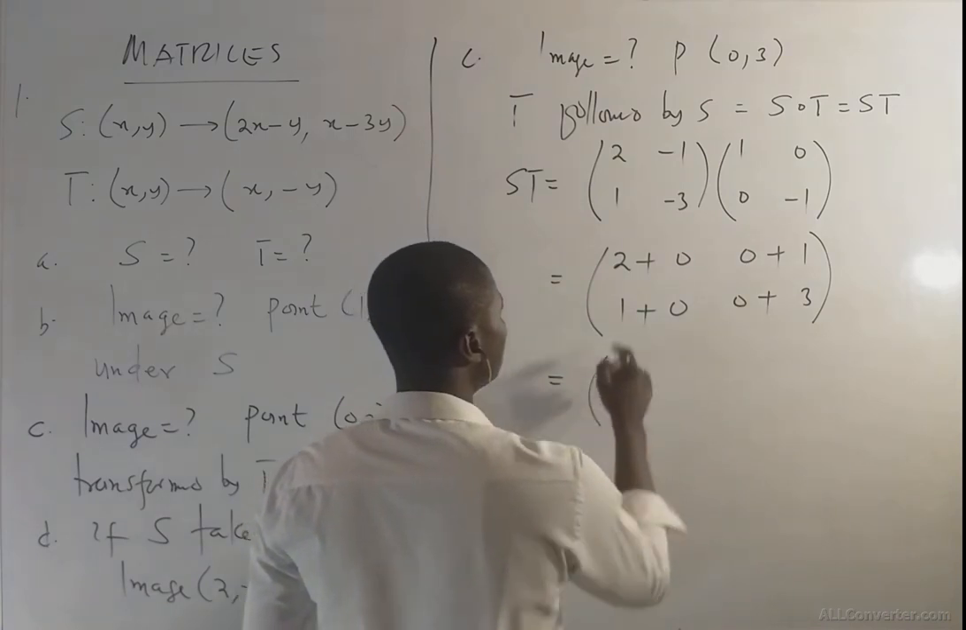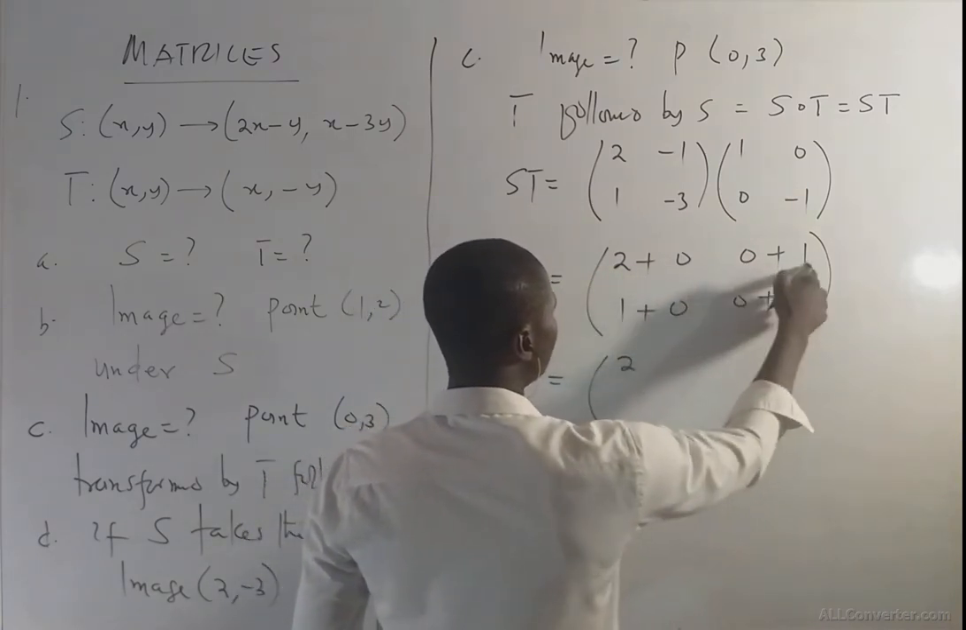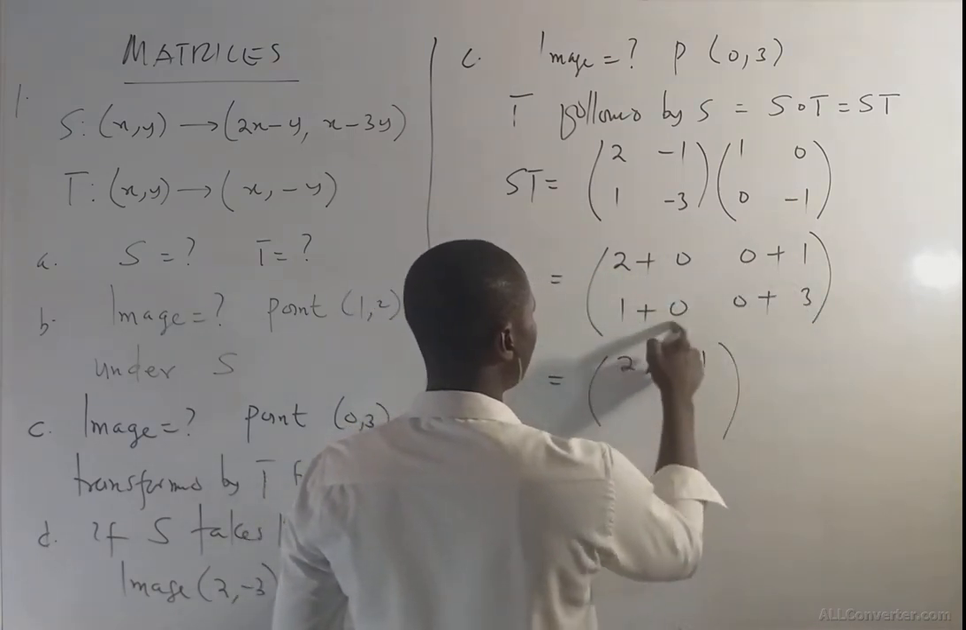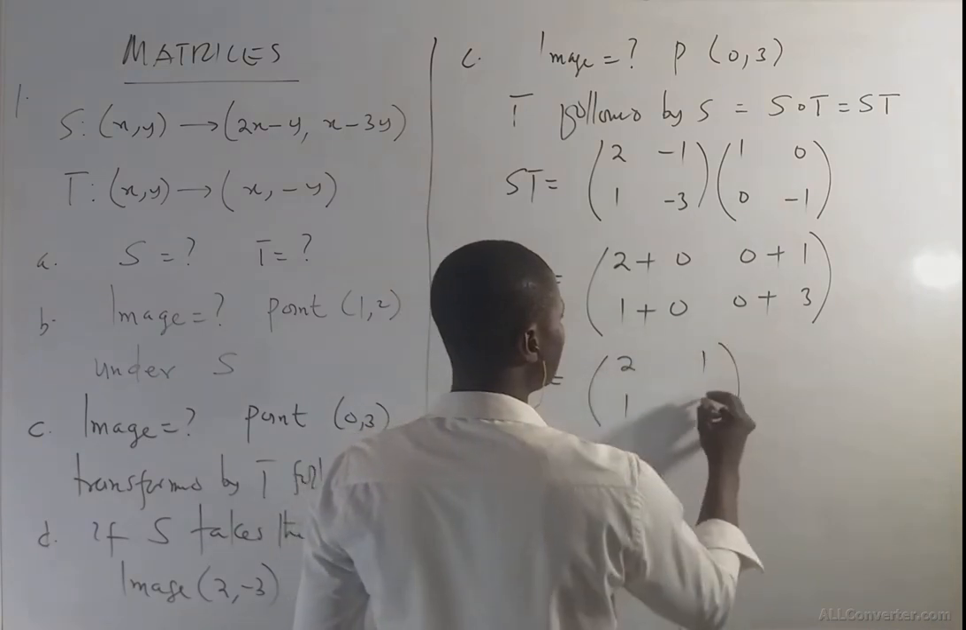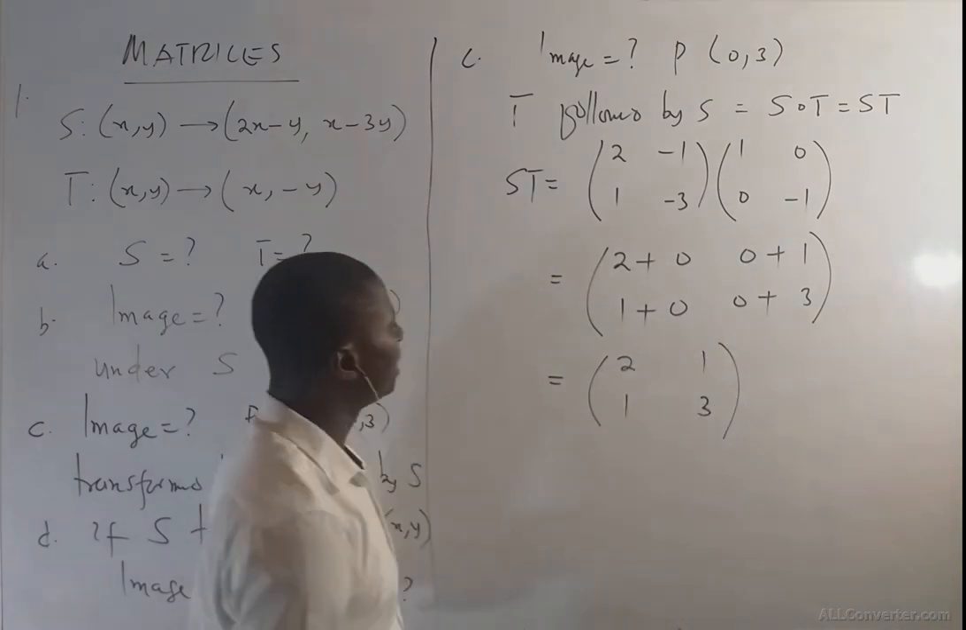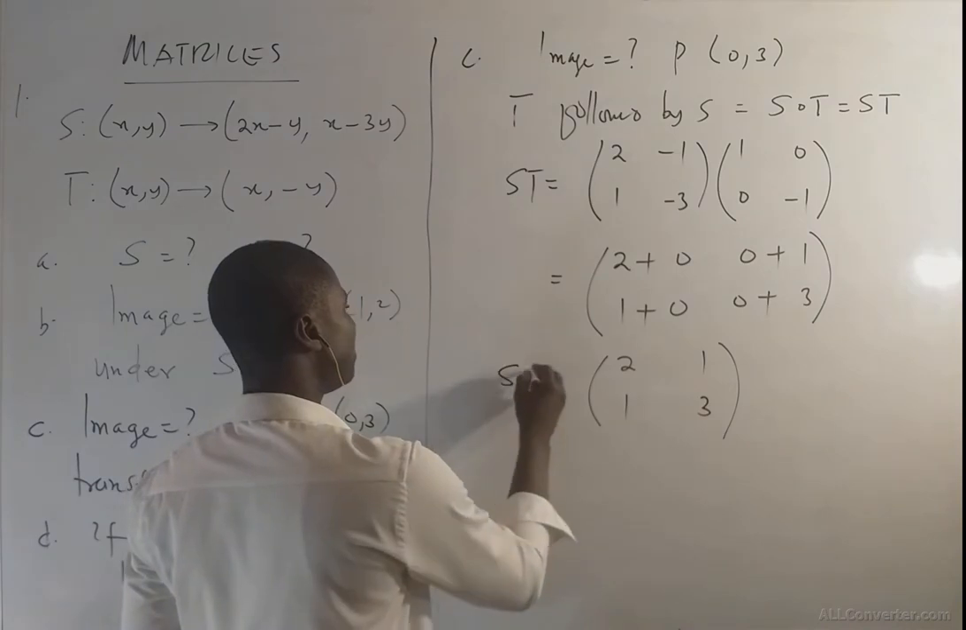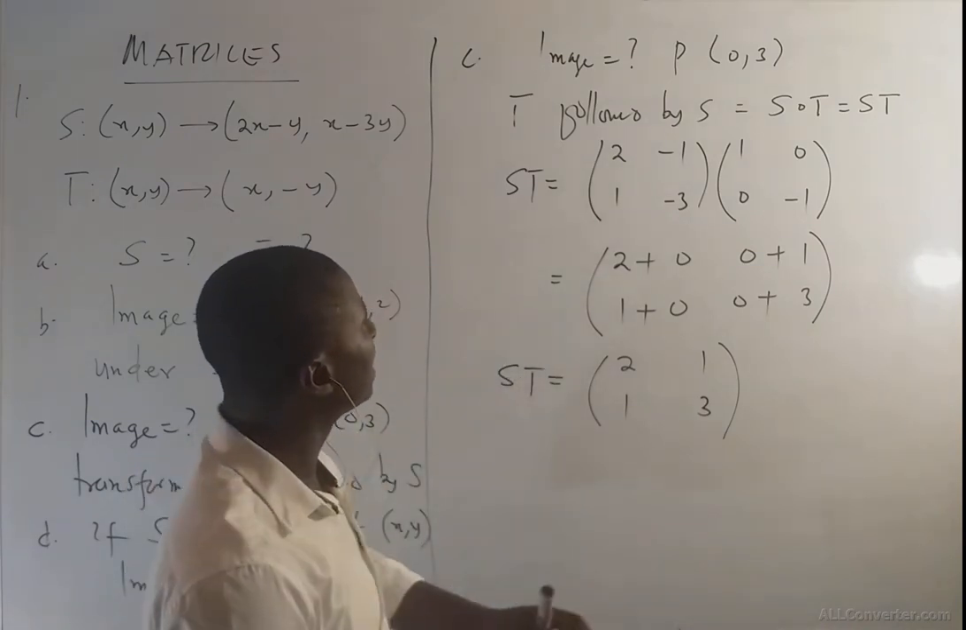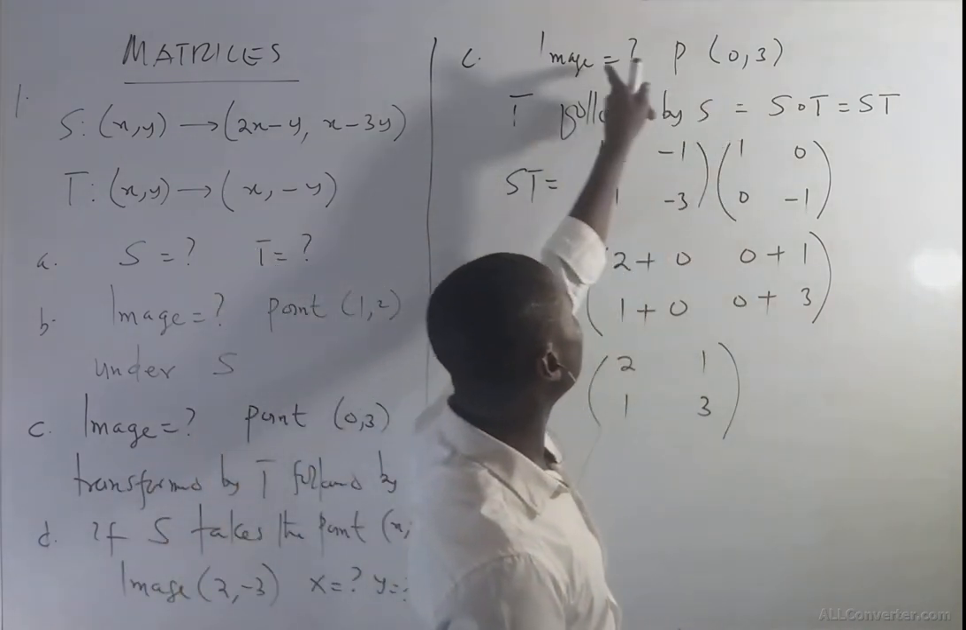And this is equal to 2 plus 0 is 2, 0 plus 1 is 1, 1 plus 0 is 1, 0 plus 3 is 3. So this is the matrix ST. And don't forget that we are given the point to be (0, 3). We have to find the image.